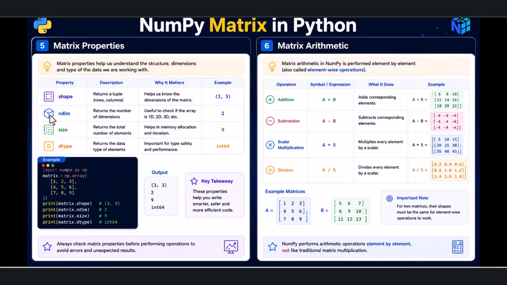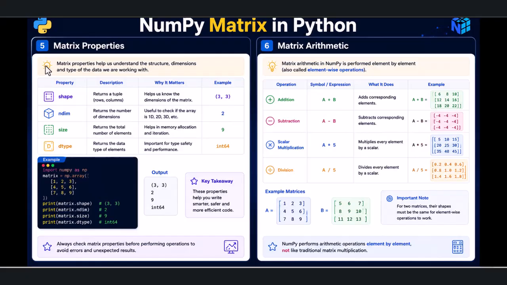Next is ndim, which stands for number of dimensions. Since a matrix is two-dimensional, the value returned is 2. If you are working with vectors, images, or higher dimensional data, this property will tell you how many dimensions your data has. Next property is size. Instead of rows or columns, this returns the total number of elements present in the matrix. Our matrix contains 9 values, so the size is 9.